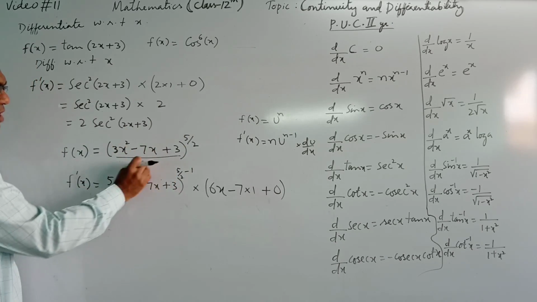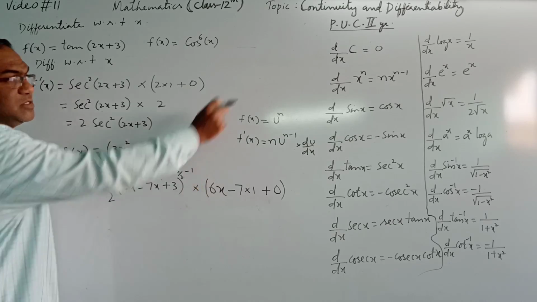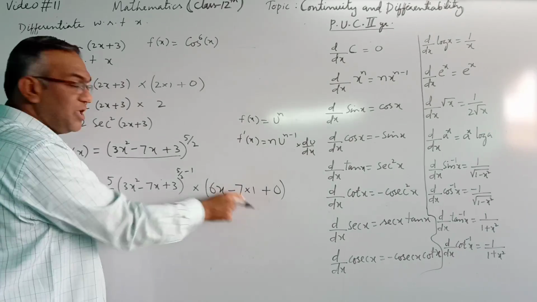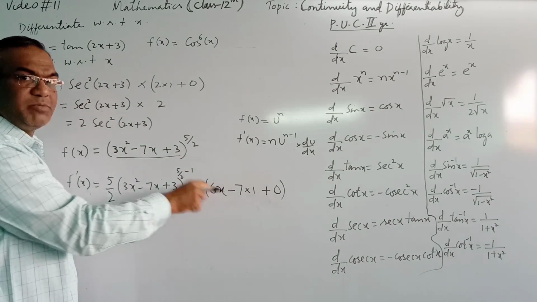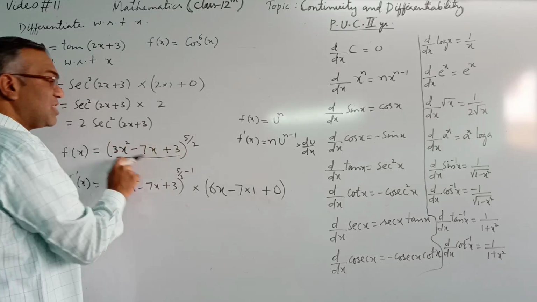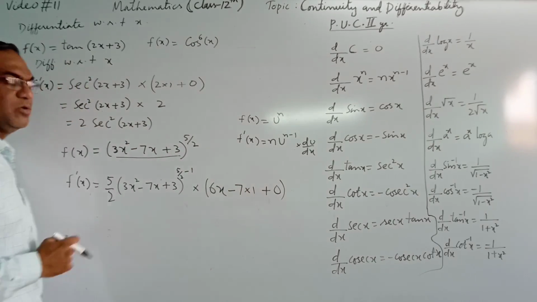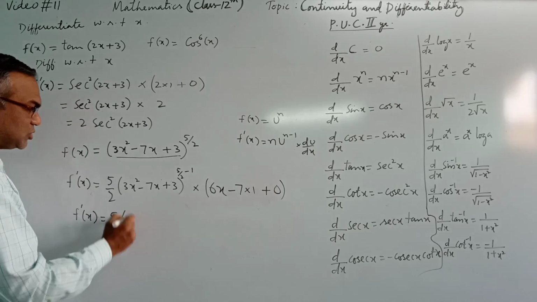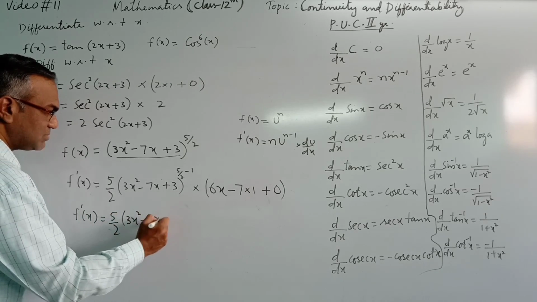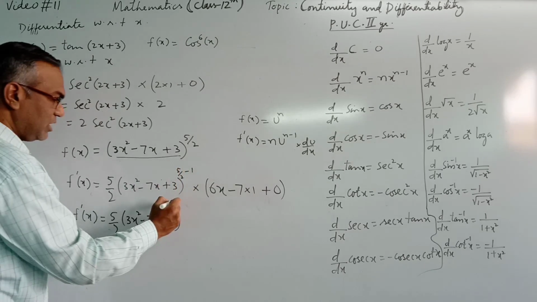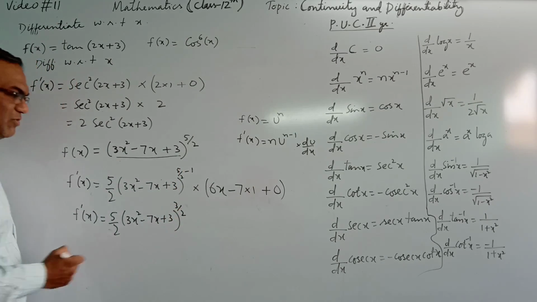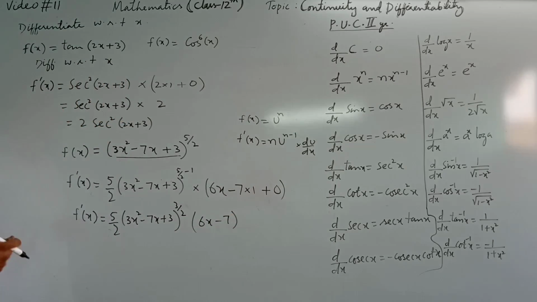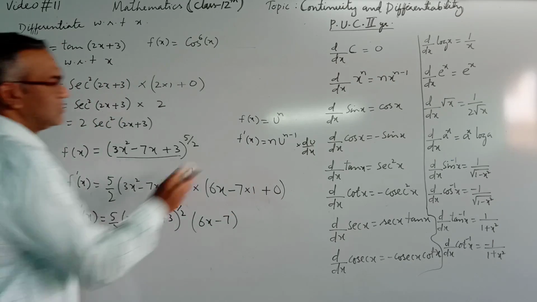5 by 2 into 3x square minus 7x plus 3, and then 5 by 2 minus 1. Just like x raised to n, or u raised to n, into the differentiation of the base. If the base was only x, no need to differentiate because it will be 1, I am always telling you. But if it is some other function, we have to differentiate this also. So f dash of x is equal to 5 by 2 into 3x square minus 7x plus 3 raised to 5 by 2 minus 1, which will be 3 by 2, into 6x minus 7. This is the final answer, right? This is how we solve it.